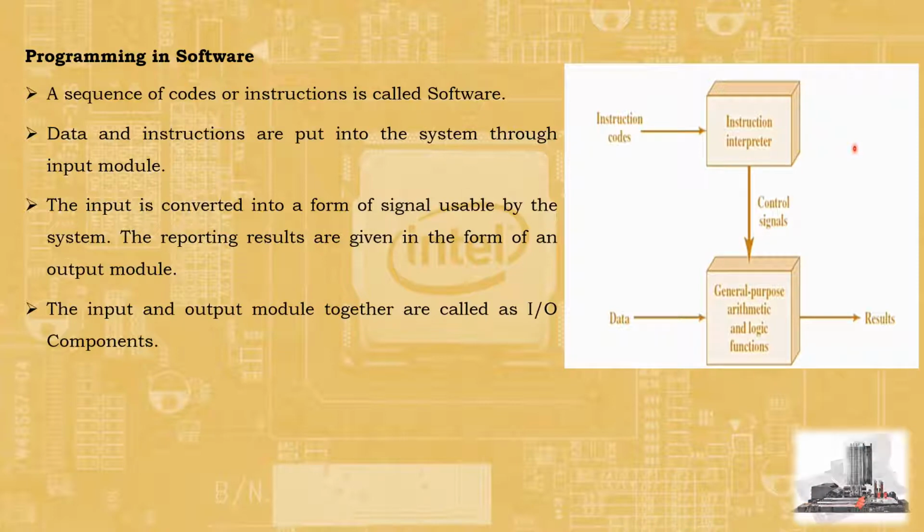Now see this diagram. In this system, we have two major components. One is the instruction interpreter and the other is the sequence of arithmetic and logic functions. The instruction interpreter gets the instruction code as the input and generates control signals. It gives the control signals to the general purpose arithmetic and logic function, which receives the data as the input and produces the result depending on the signals.